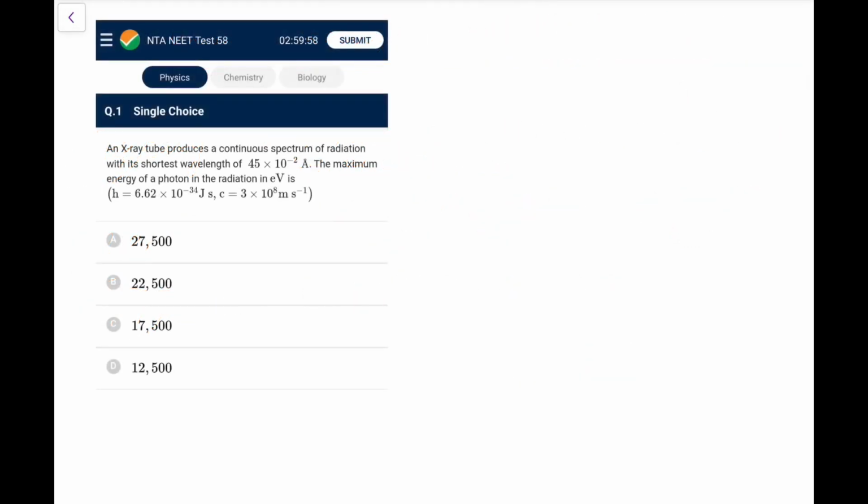So let's see. First question: an X-ray tube produces a continuous spectrum of radiation with shortest wavelength. The maximum energy of a photon in the radiation in eV is. Because we are given the shortest wavelength, the maximum possible energy would be when the complete energy gets transferred to the shortest wavelength. So maximum energy would be hc upon lambda min. That's an easy one for you. Without knowing even X-ray, you can attempt this one, I feel.